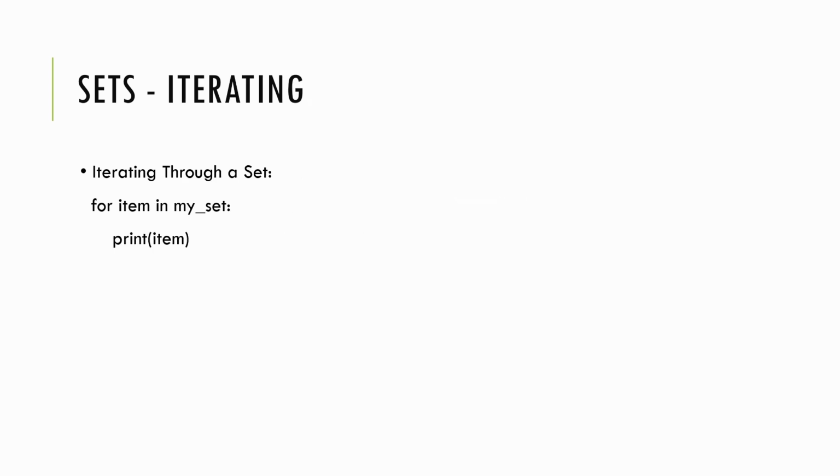To iterate over a set, you can use a simple for loop. For item in myset: print(item). This allows you to loop through each element in the set.